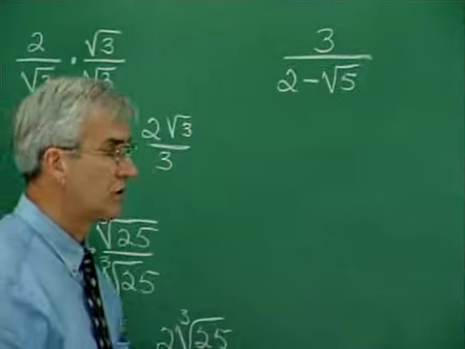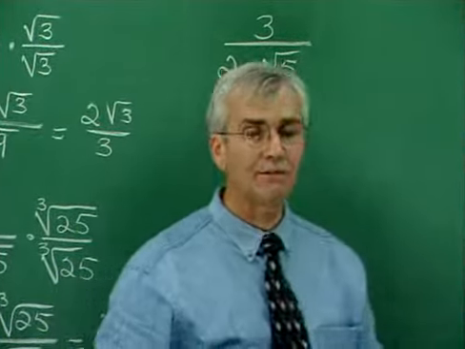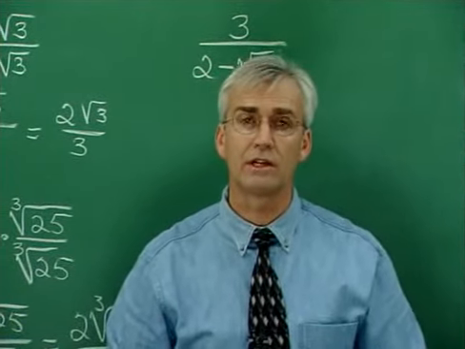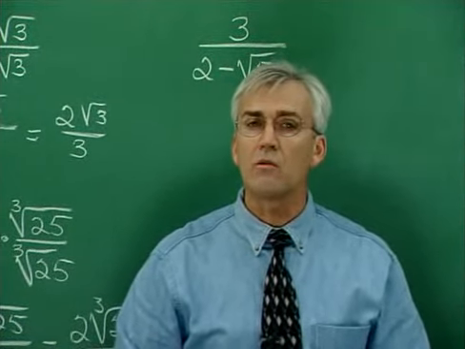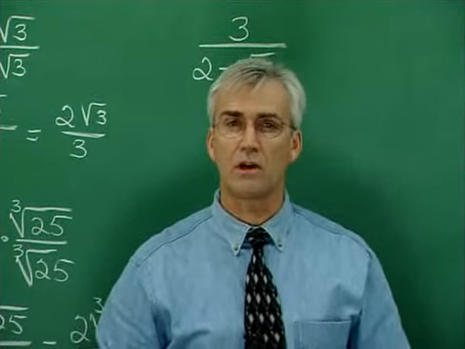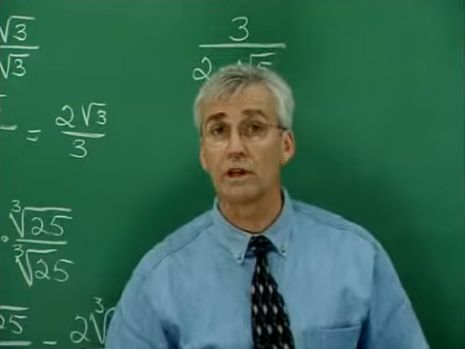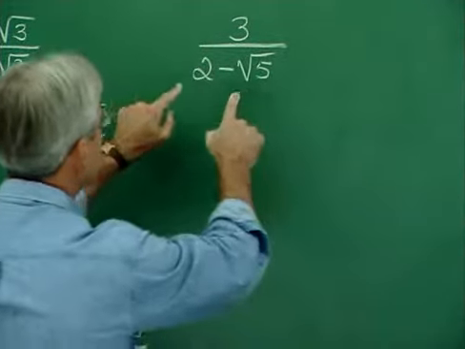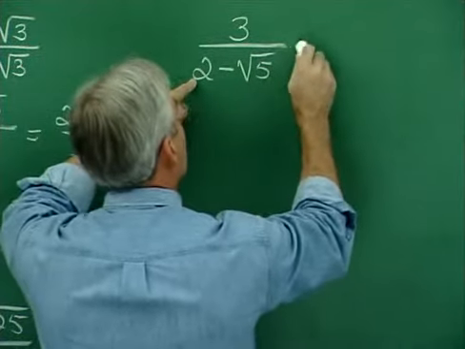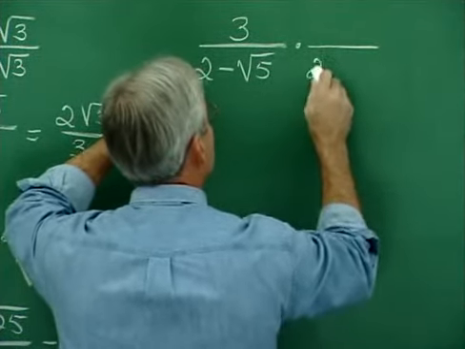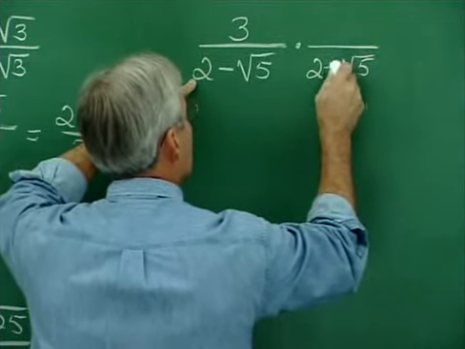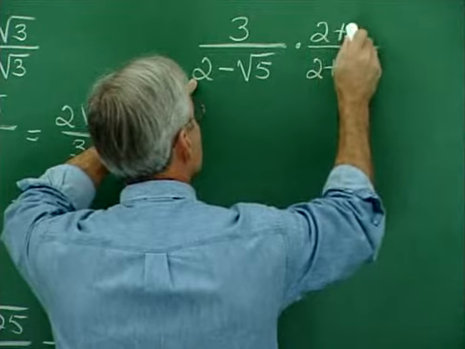When binomials are involved and we have a radical in either or both terms of the binomial of the denominator, then we rationalize by multiplying by the conjugate of the binomial. Now the conjugate is the same binomial with a different sign. That is, the conjugate of 2 minus root 5 is 2 plus root 5. And so we're going to multiply in the denominator by 2 plus root 5. And in the numerator, therefore, we're going to multiply by 2 plus root 5.